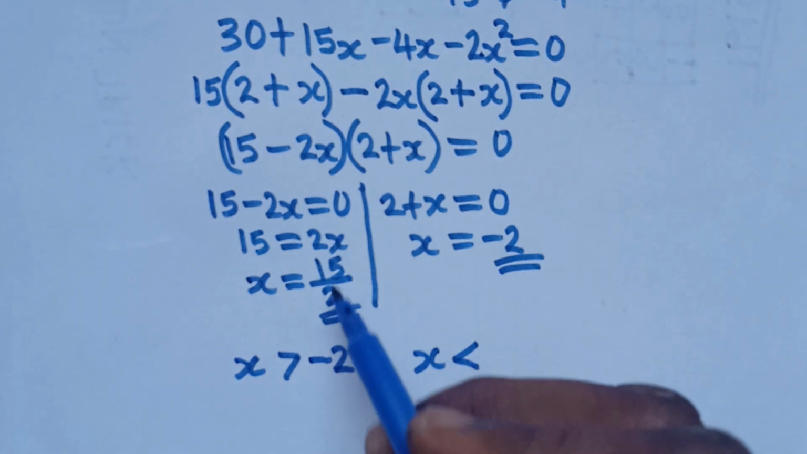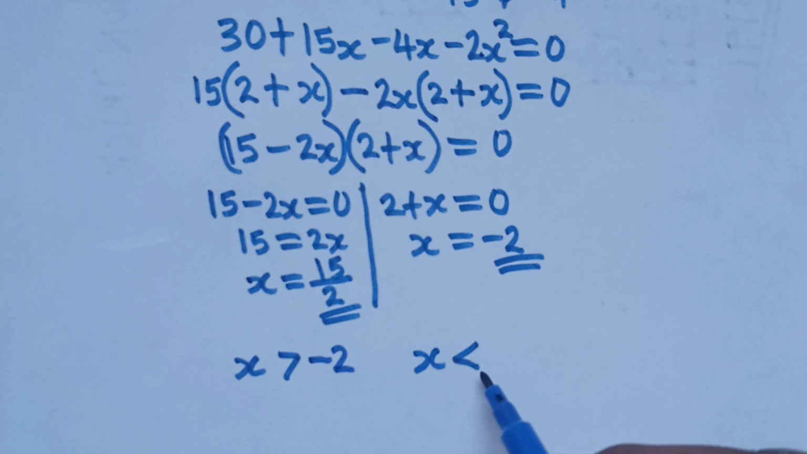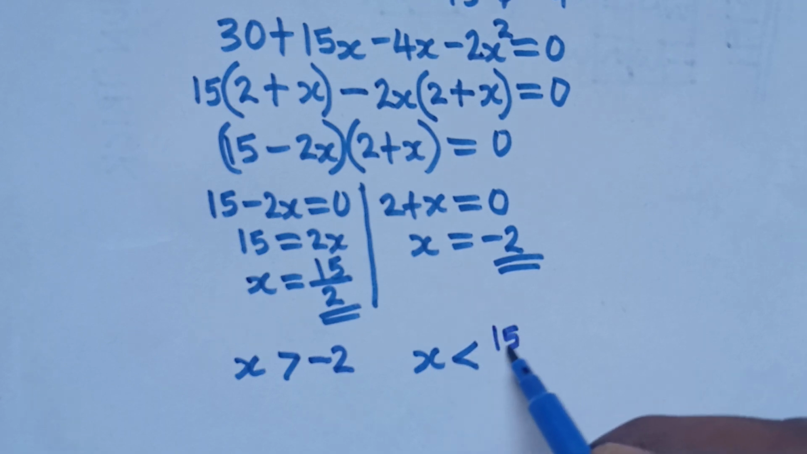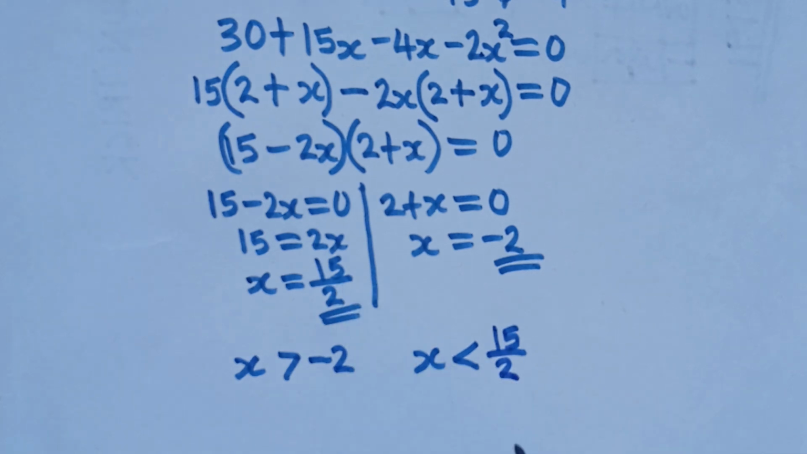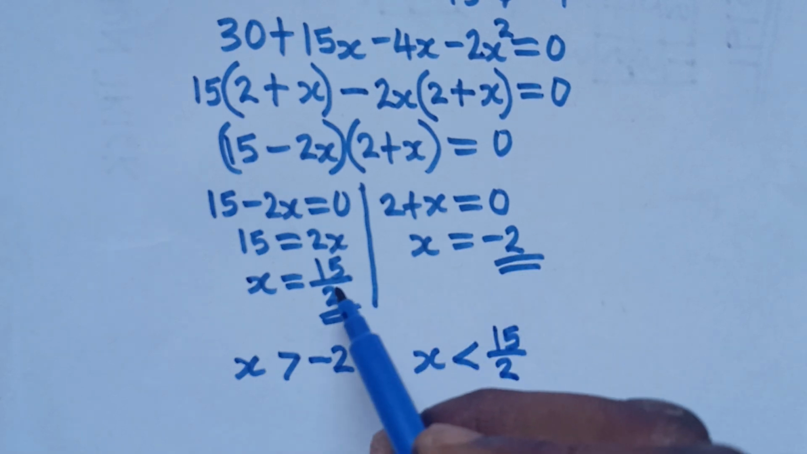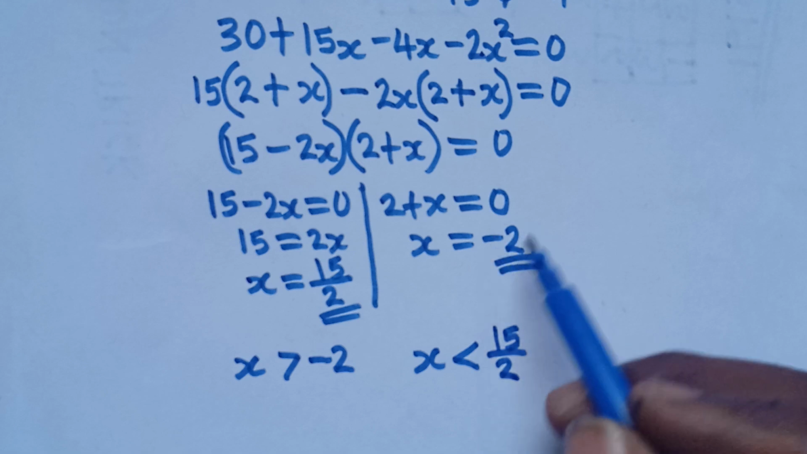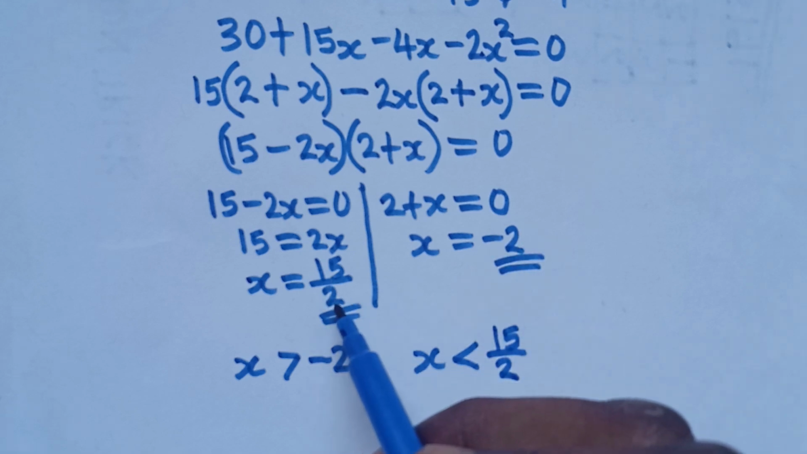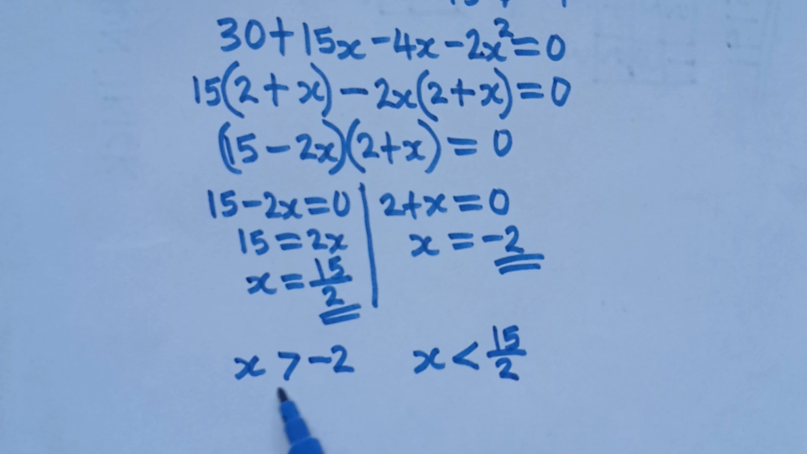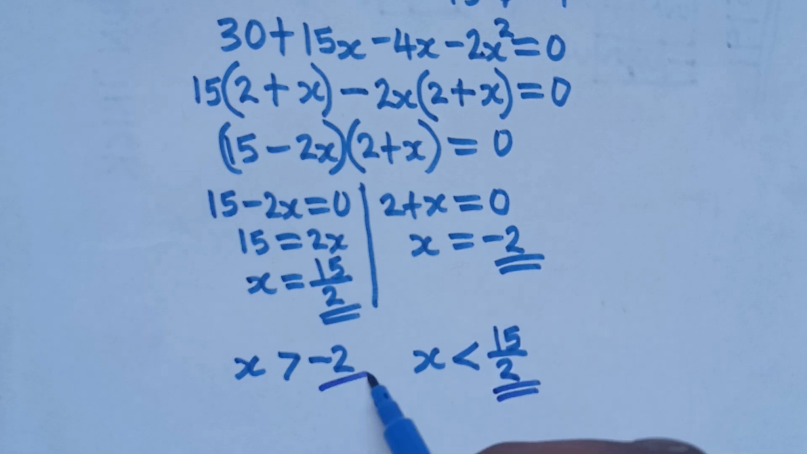Whereas the other value, which is 15 over 2 now, we take the reverse sign. So 15 over 2 is taking the reverse sign, while minus 2 is taking the original sign in the question. So don't forget to assign them the right inequality: the lower answer, because minus 2 is lower than 15 over 2, takes the original sign in the question, while the other answer takes the reverse sign in the inequality. Please, these are the final answers.